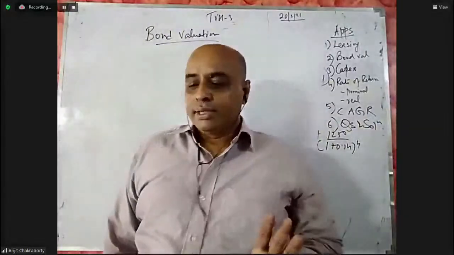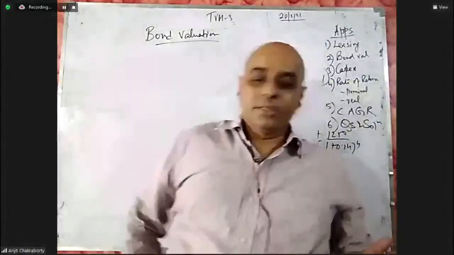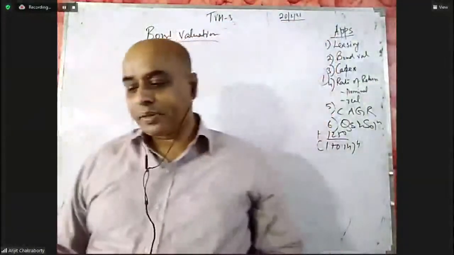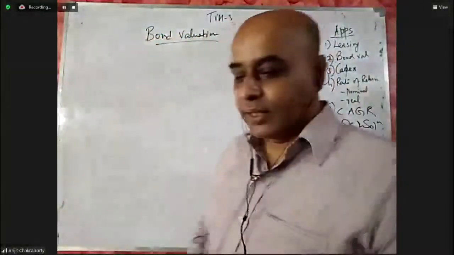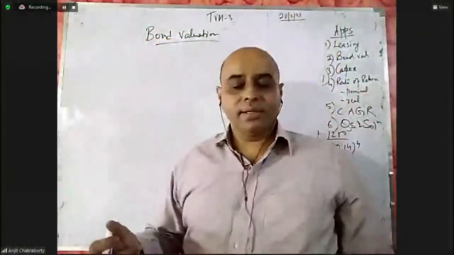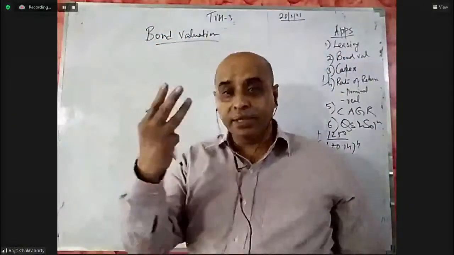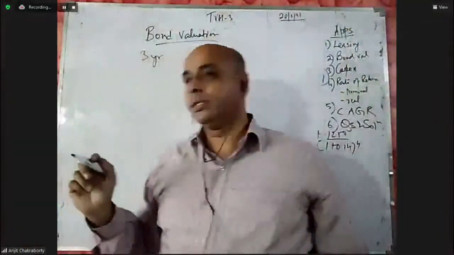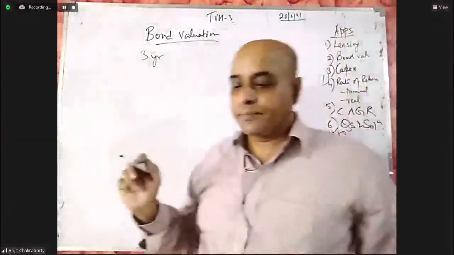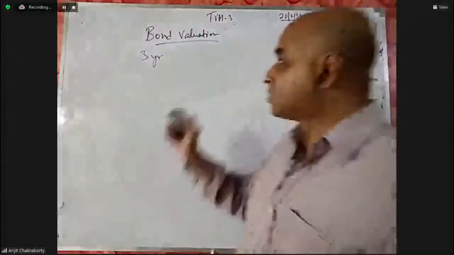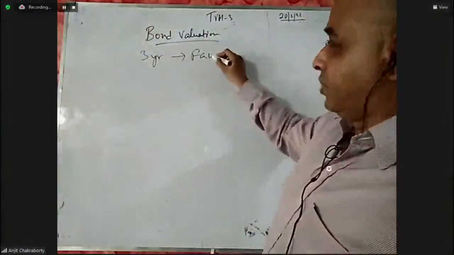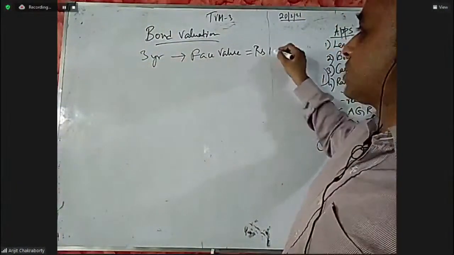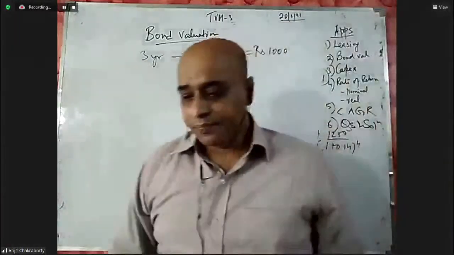Right? Now, one of the examples from the study material, the question is like this. An investor wants to purchase a 3-year bond, so the bond has a life of 3 years, and the value of the bond is 1,000 rupees. You know the face value of the shares. Same is the face value of the bond, and this is 1,000 rupees.